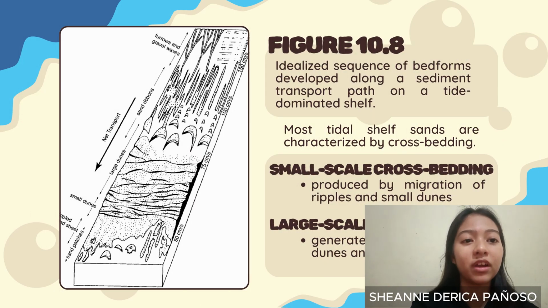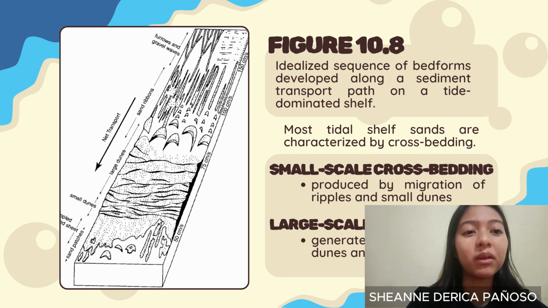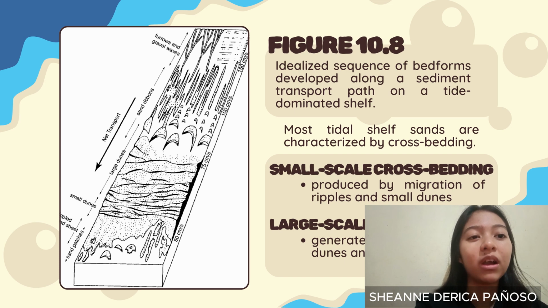This diagram illustrates the idealized sequence of bedforms that develop along a sediment transport path on a tide-dominated shelf. Starting from the left side, where tidal velocities are the highest, the seafloor is eroded, creating pebbles and gravel waves. As the tidal velocity decreases, moving along the path, various bedforms begin to form. These include flow-parallel sand ribbons, large dunes, small dunes, and rippled sand sheets. At the lowest velocity, farther down the path, we see the formation of sand patches.